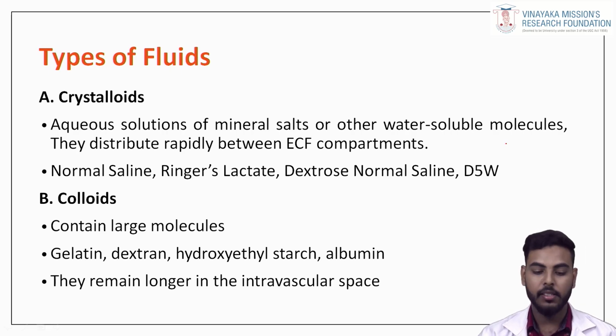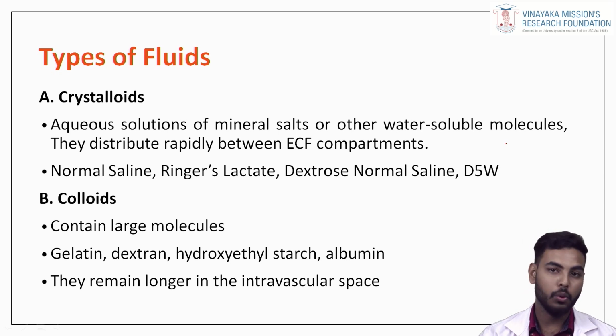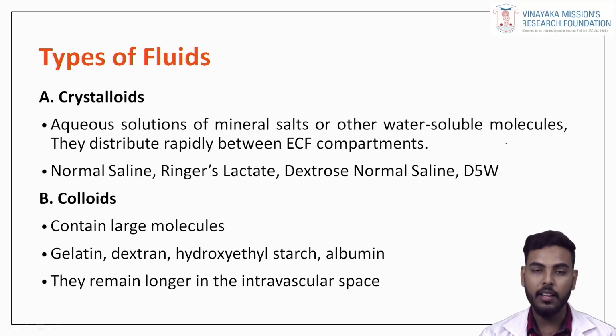Next is colloids. Colloids contain larger molecules, while crystalloids always have a smaller molecular weight. Examples of colloids include gelatin polymers, dextran polymers, hydroxyethyl starch and albumin. These colloids are divided into two components that I will be discussing in the next slides. They remain longer in the intravascular space, and they have a longer shelf life than the crystalloids.